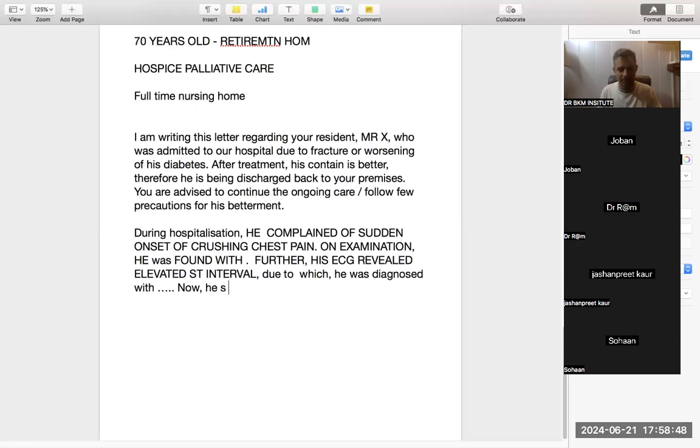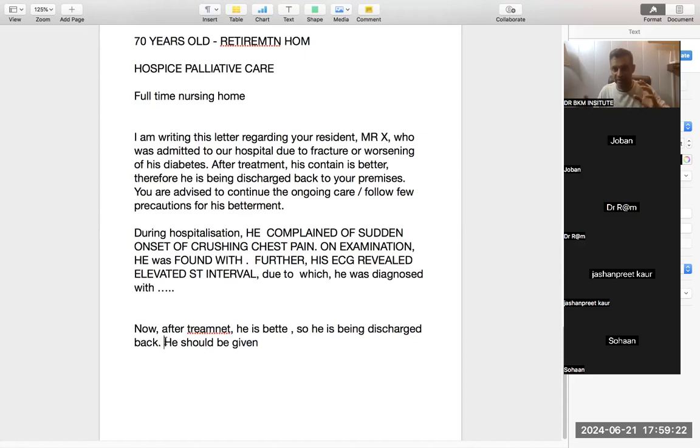Now he is better. So third paragraph will become now after treatment he is better. So he is being discharged back. Now you will explain everything in detail. It, that he should be given this and this. If you want to add one more word, then suppose, please imagine, now he is better, so he's being discharged back. Now imagine.